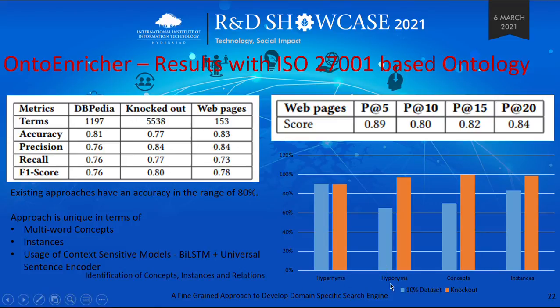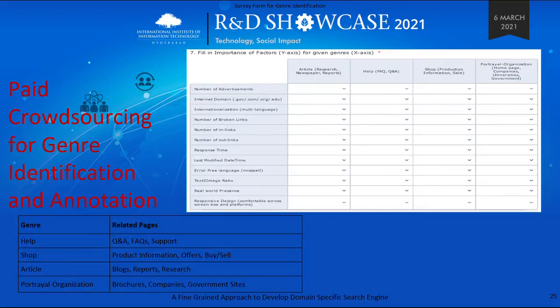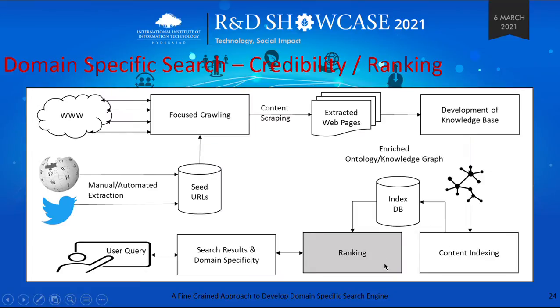We try to do in terms of the hyponyms, concepts, and instances seems to be pretty decent in terms of the capability to extract concepts and relationships. Now we had the extracted content, we have the ontology enriched. Now we want to assess whether the content that we extracted is credible enough either to show the results or even to enrich the ontology. This is the part that we are trying to deal with.